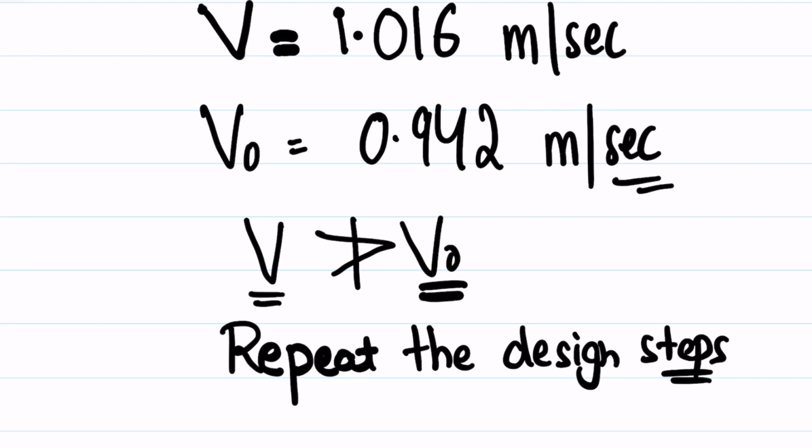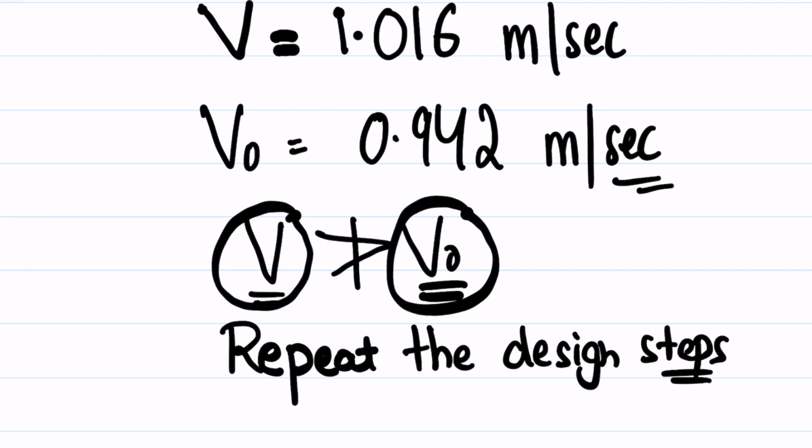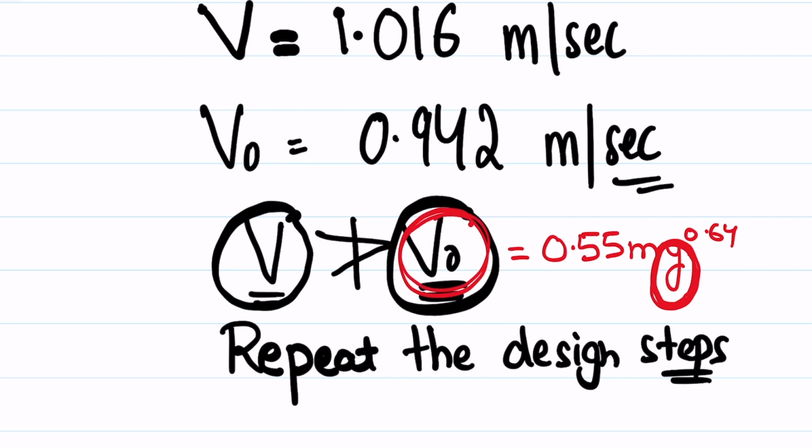Now, since our actual velocity is greater than the critical velocity, and in the formula V naught is equal to 0.55 m y to the power 0.64, the critical velocity is directly related to the trial depth y. So here we want to increase our critical velocity, correct? So definitely we have to increase the depth.